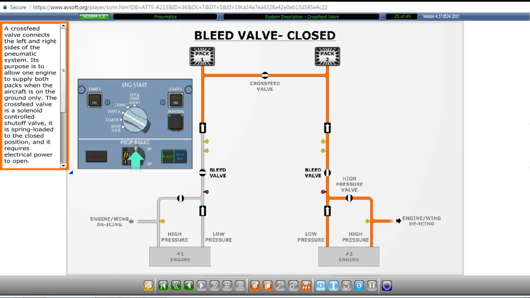Its purpose is to allow one engine to supply both packs when the aircraft is on the ground only. The cross-feed valve is a solenoid-controlled shutoff valve. It is spring-loaded to the closed position, and it requires electrical power to open. Therefore, the cross-feed valve will automatically close in the event you lose electrical power.